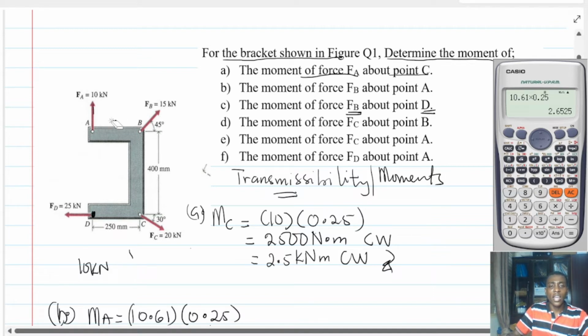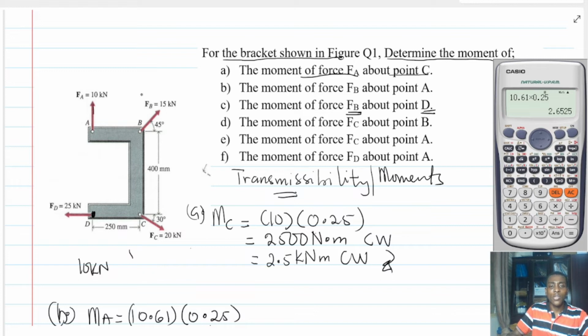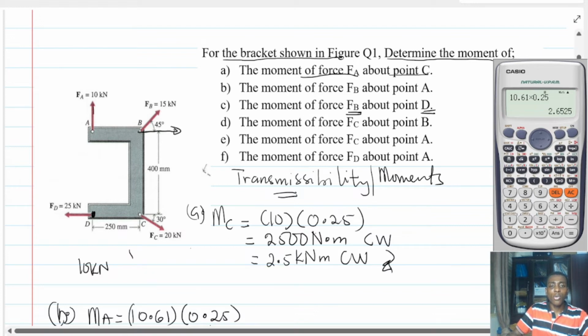Therefore, I would resolve it again. Now, if I resolve this force again, the S component is going to come here, which is the 10.61, and the Y component is this one. It's also the same 10.61 kilonewton. But this time around about point D, isn't it?